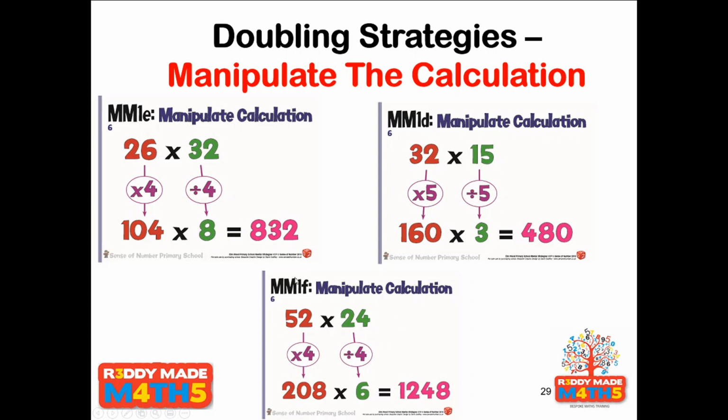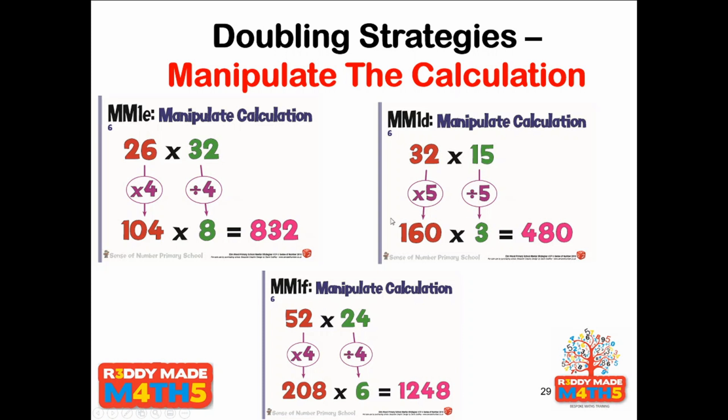Straightforward. With this one, the same idea, let's just double this one twice. 52, 104, 208. Divide this one by 4. 24 divided by 4 is 6, or half it twice. 12, 6. What would you rather have? 52 times 24 or 208 times 6? I know what I'd rather have. 200 times 6, 1200, 1200. 8 times 6, 48. Look at the difference between those calculations.